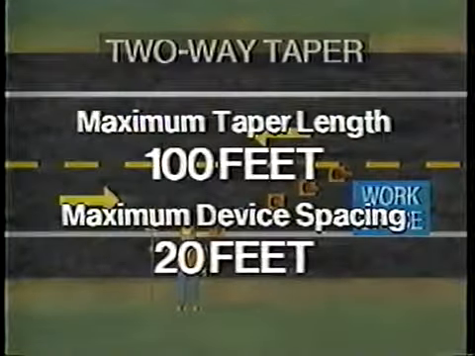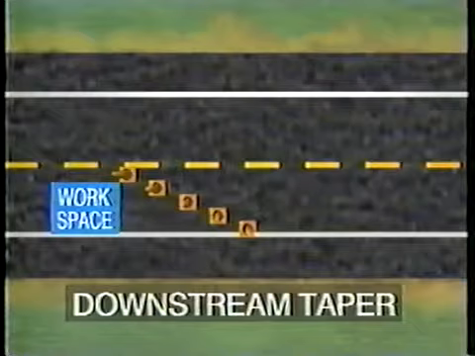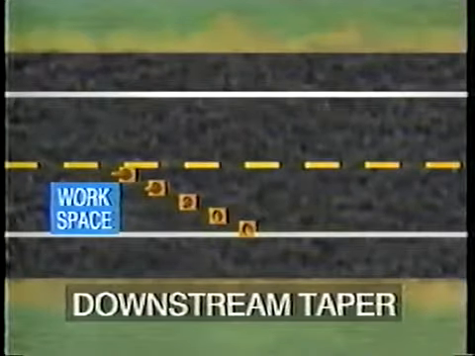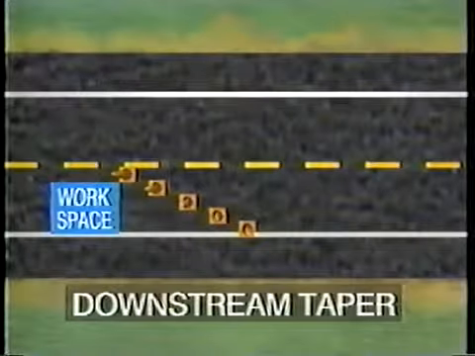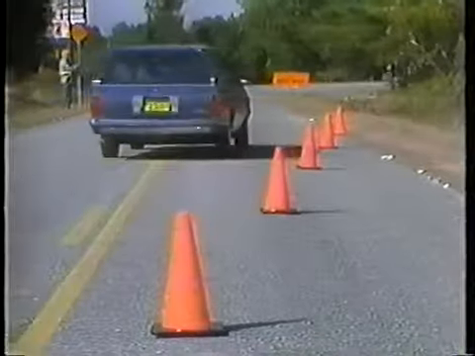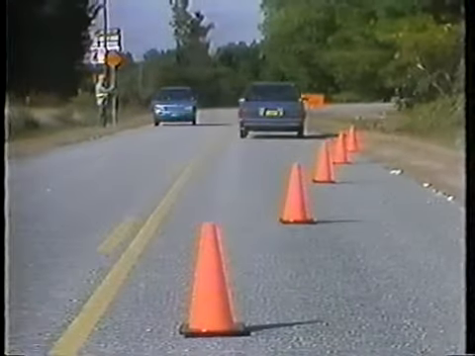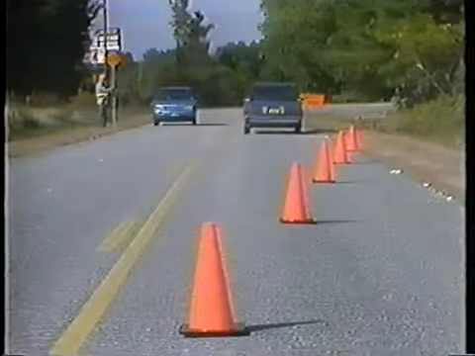A downstream taper is used at the downstream end of the work to allow drivers back into the lane that was closed. It's placed in the termination area. While closing tapers are optional, they may be useful in smoothing traffic flow. However, they may not be advisable when material trucks move into the work area by backing up from the downstream end. If a closing taper is used, it should be at least 100 feet in length per lane.